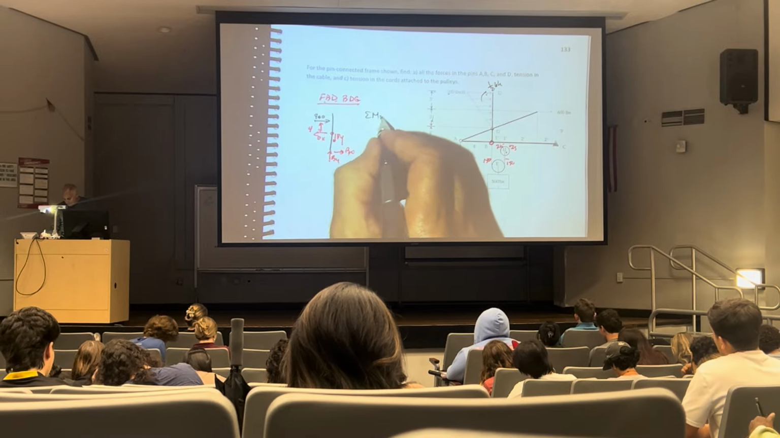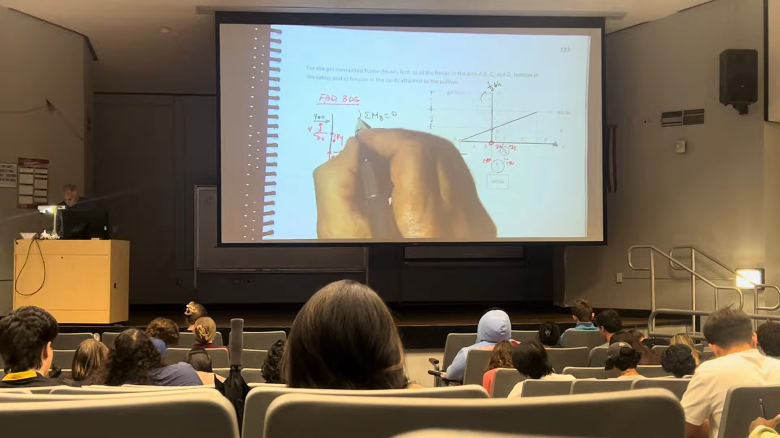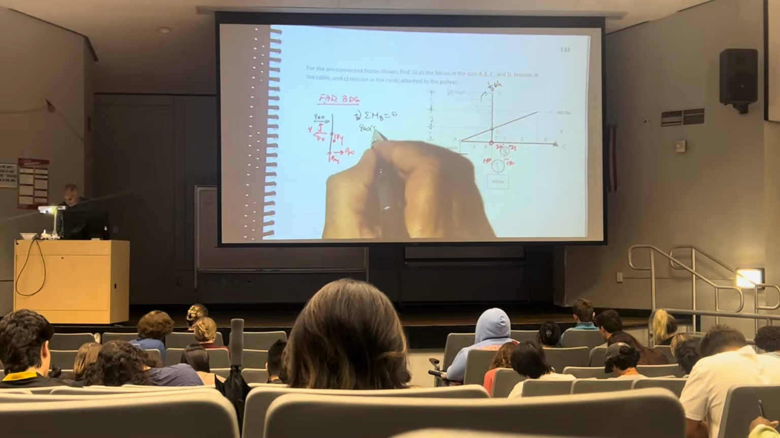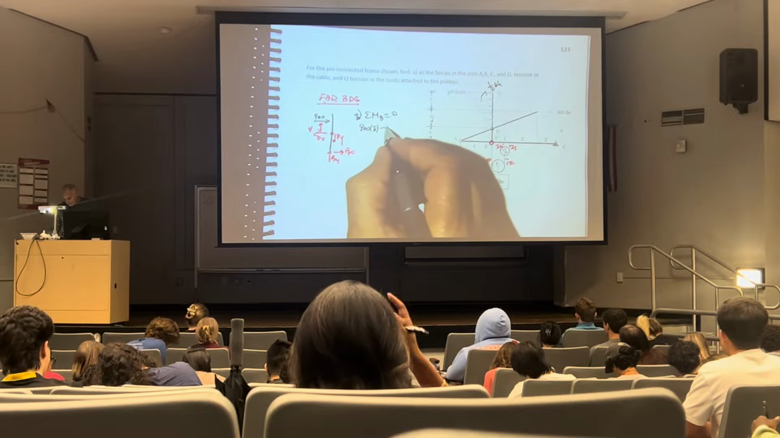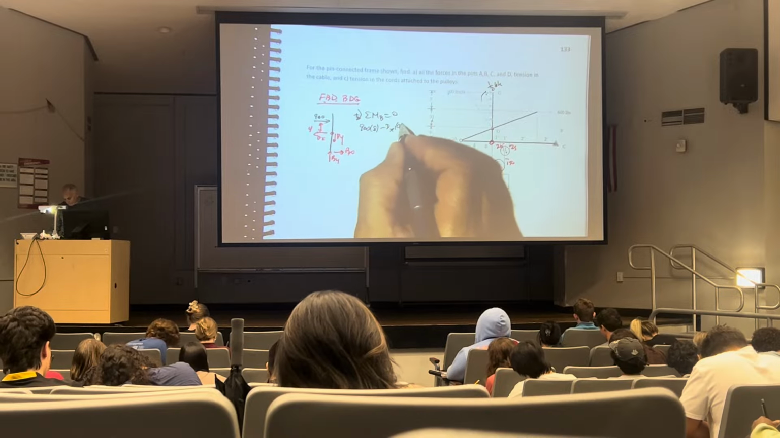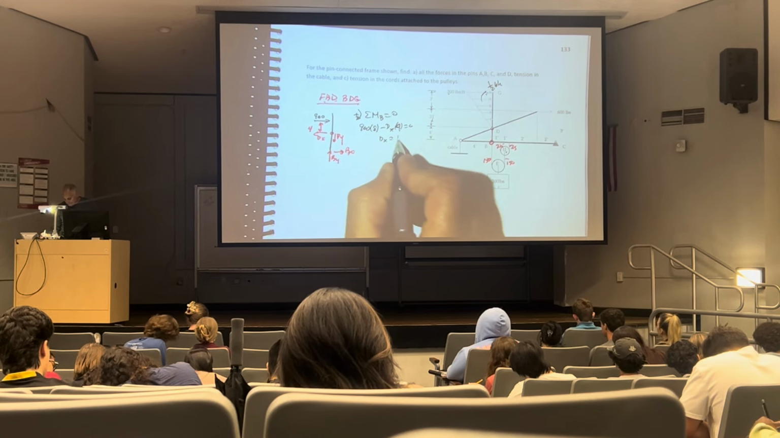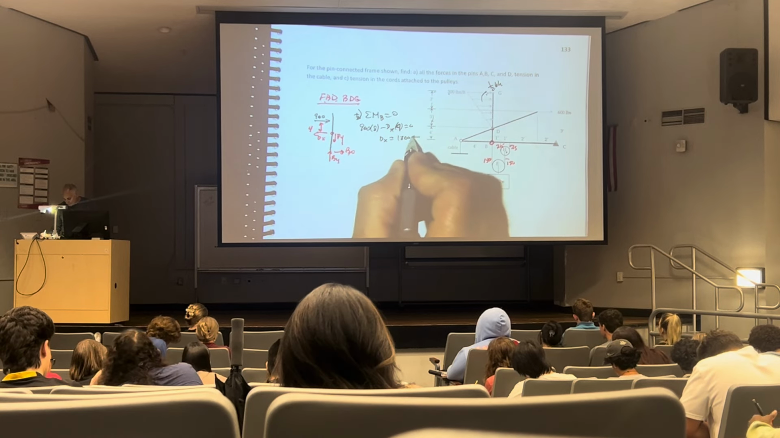Sum moments at B equals 0. Clockwise positive. 900 times 8 minus dx times 4 equals 0. Dx is going to come out 1800 positive, so it is going to the left.